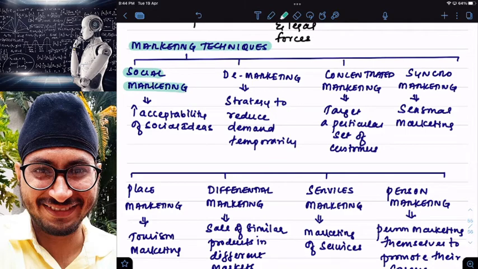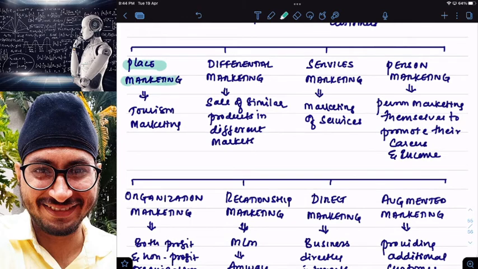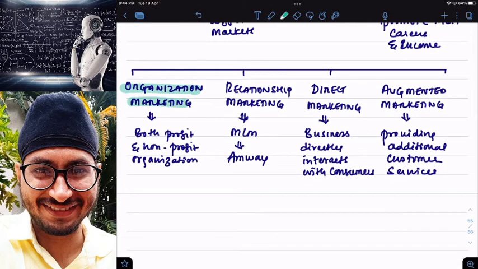So how many types of marketing techniques do we have? Sir, we have social marketing, demarketing, concentrated marketing, synchro marketing, place marketing, differential marketing, services marketing, person marketing, organization marketing, relationship marketing, direct marketing and augmented marketing. Clear? Any doubts here?